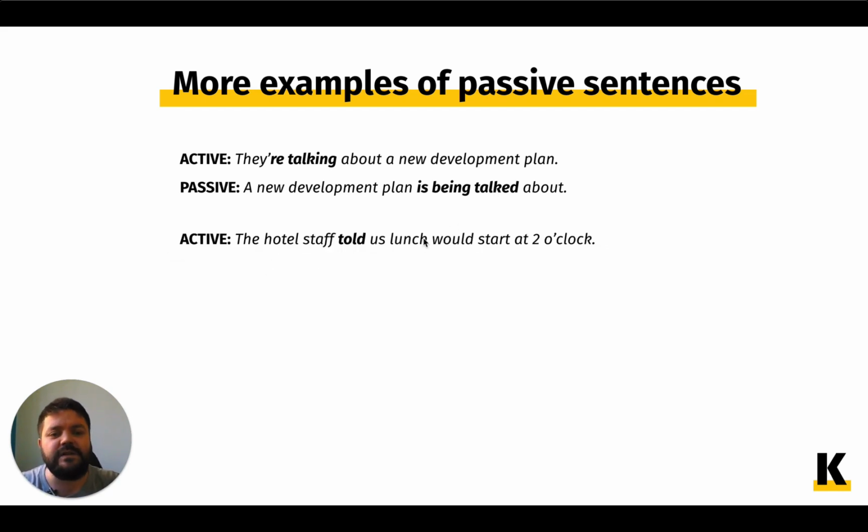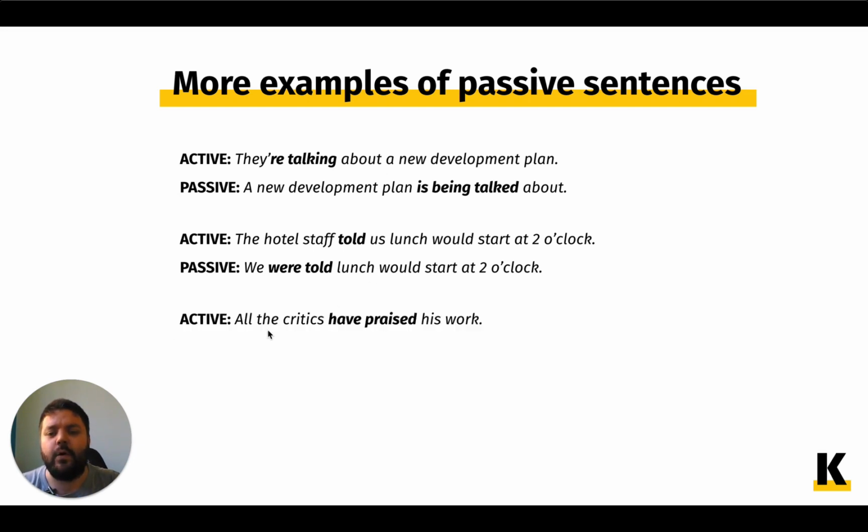Then, the hotel staff told us lunch would start at 2 o'clock. The hotel staff, subject, told, verb in the past simple. Us is the object, and the rest are just some complements. So, in the passive, we would use us as the subject, so we need to change it to we, because us is an object pronoun, whereas we is a subject pronoun. We were told, past simple of the verb to be, because told is in the past simple. And then we have the past participle, which is the same, tell, told, told. So we were told lunch would start at 2 o'clock. And here, because it's clear in the context of the sentence, it might be clear that we're at a hotel, so we would just omit the hotel staff. We wouldn't need to use it there.